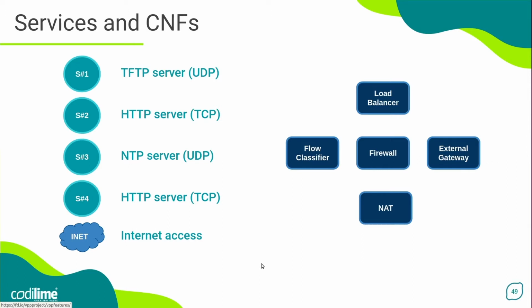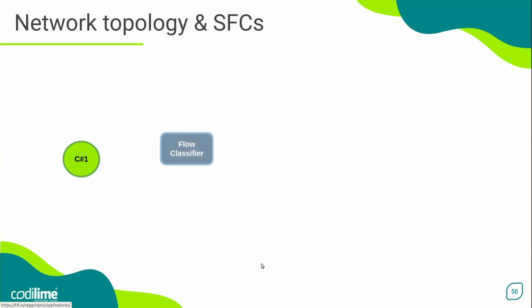Now let's look at how it all works together. We start with the client connected to the flow classifier. This CNF classifies the traffic flows coming from the client and decides where they should be forwarded. The flow classifier is a key element of our setup as it is part of every service chain we create.